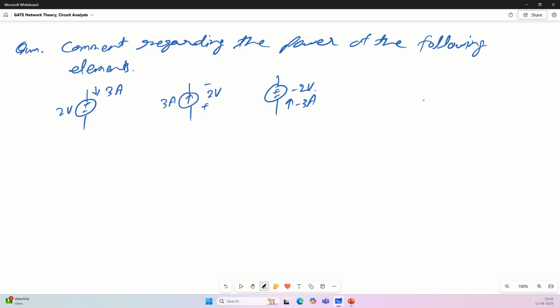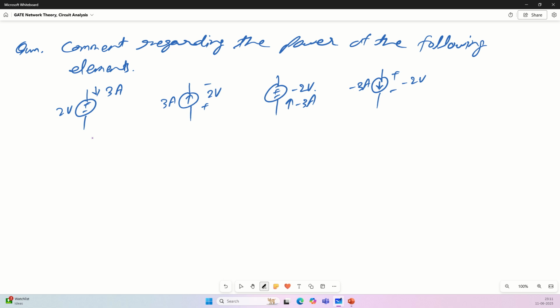Similar to that, we have a current element like this, coming down, and the voltage across this is positive negative, minus 2 volt, and the current value of this particular element is minus 3 ampere. Okay, so you have to tell what is the power absorbed and what is the power delivered in each of the cases. So take a moment and try to make the solution.